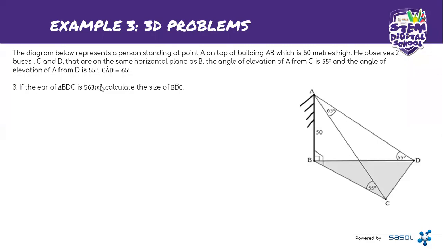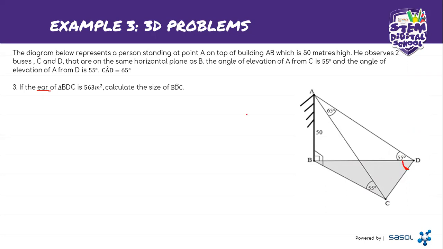All right, now let's try to answer this question, which is: if the area of the triangle is supposed to be area, here's the typing error. If the area of triangle ABDC is 553 meters squared, calculate the size of angle BDC. Let's go and look for angle BDC. Meaning we need to calculate this angle there.